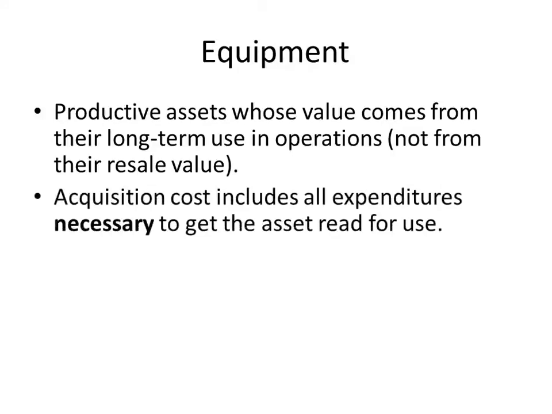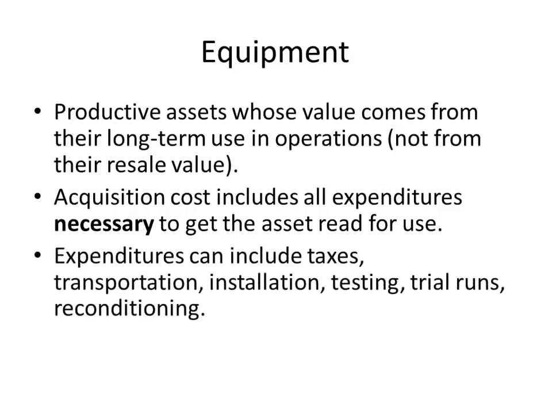So the cost includes all expenditures necessary to get the asset ready for use. You see a pattern here? With all of these assets, it's anything that gets it ready for its intended use, plus all these closing costs, minus salvage value for items related, that you're able to get money back from within that property. So this can include taxes, transportation, installation, testing, trial runs, reconditioning. And if you get any discounts on that, it would reduce the cost.